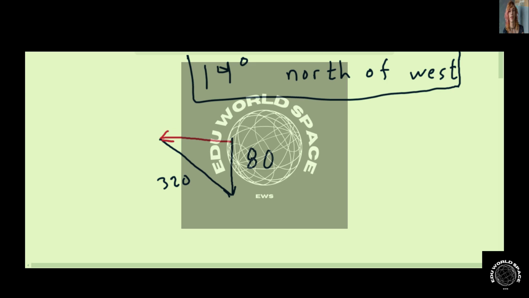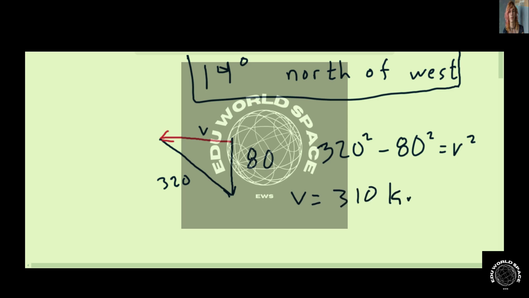And so, a squared plus b squared equals c squared. So we're going to do 320 squared minus 80 squared is equal to, we're going to label this velocity. So velocity squared. And then solving for velocity, we come out to 310 kilometers per hour.